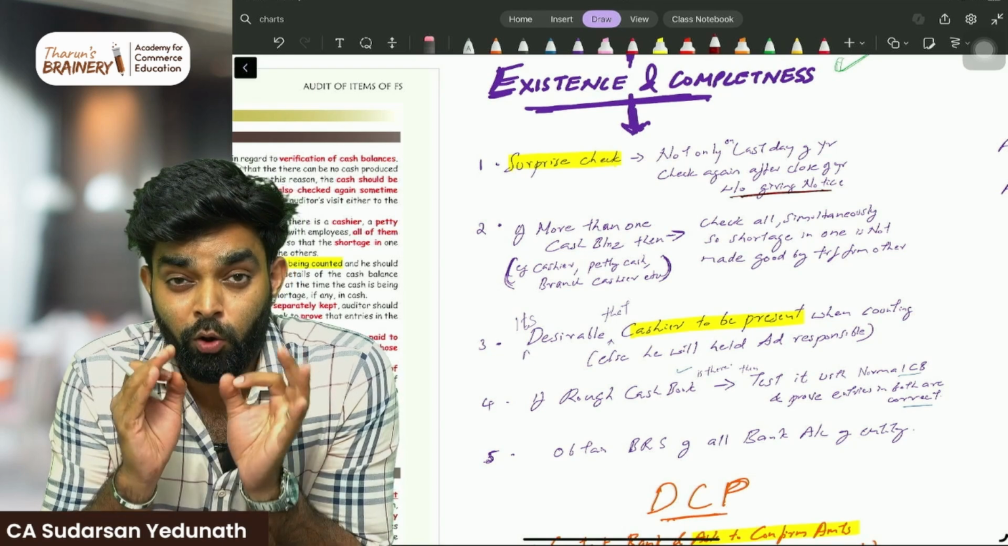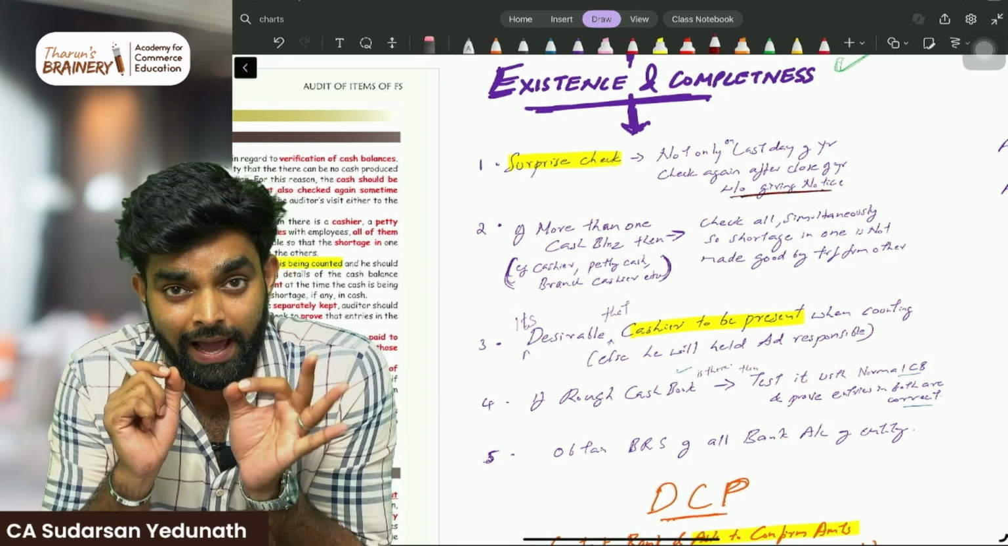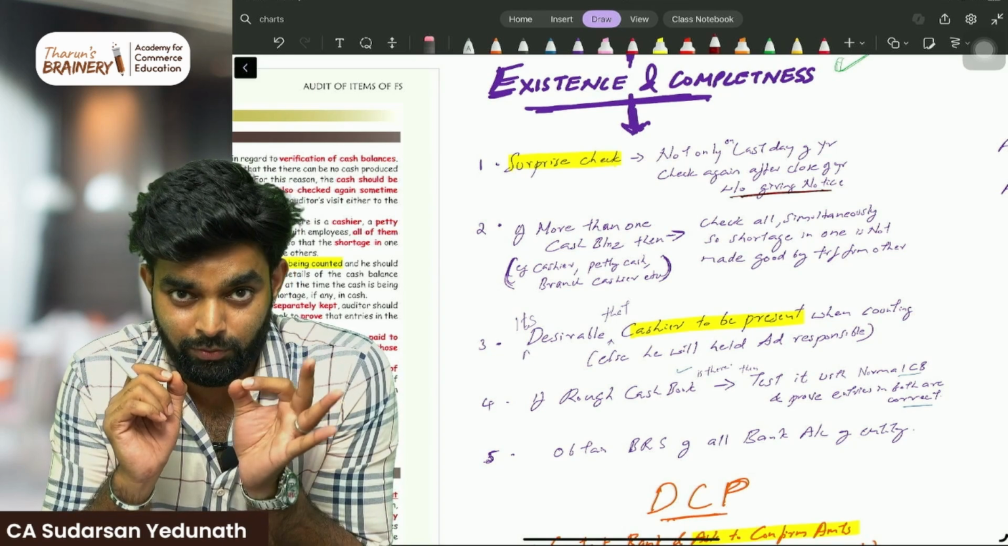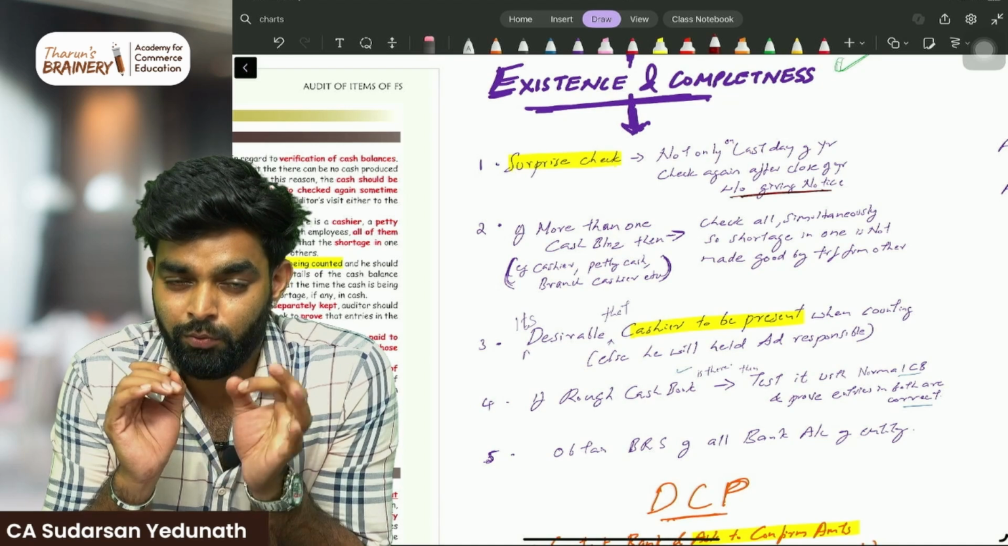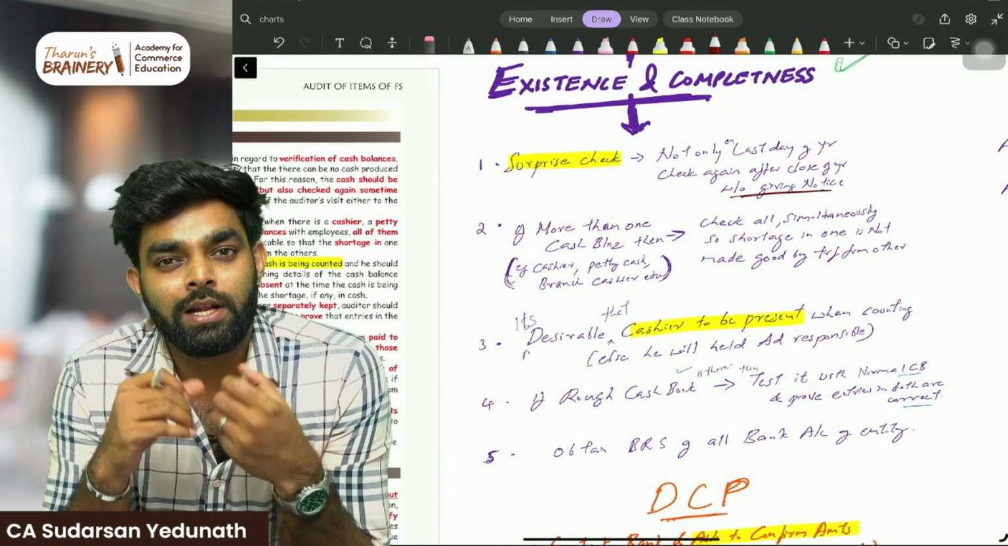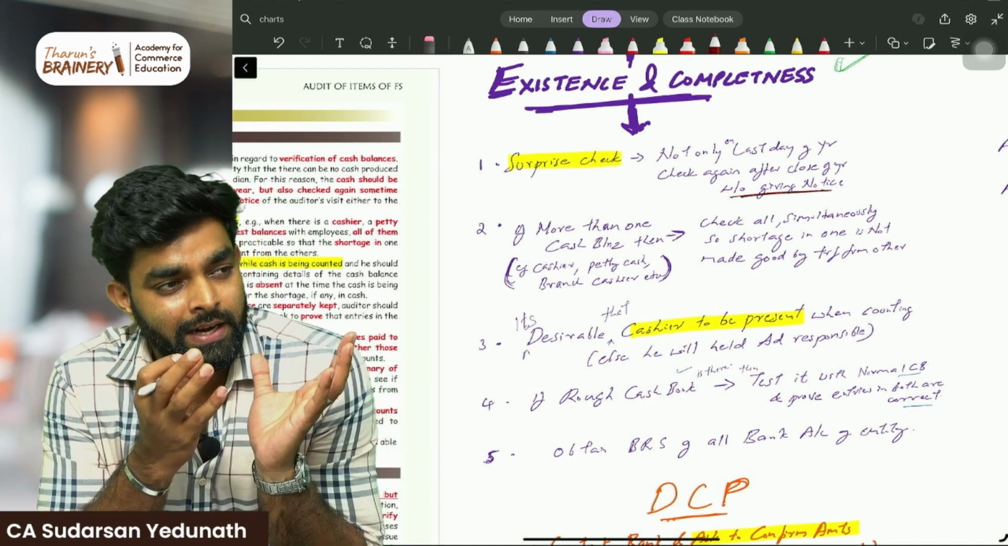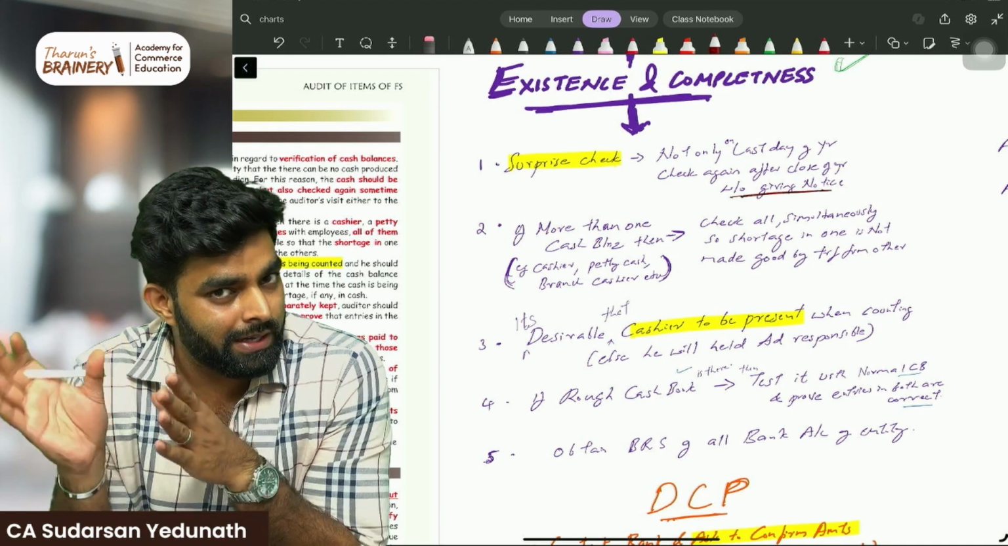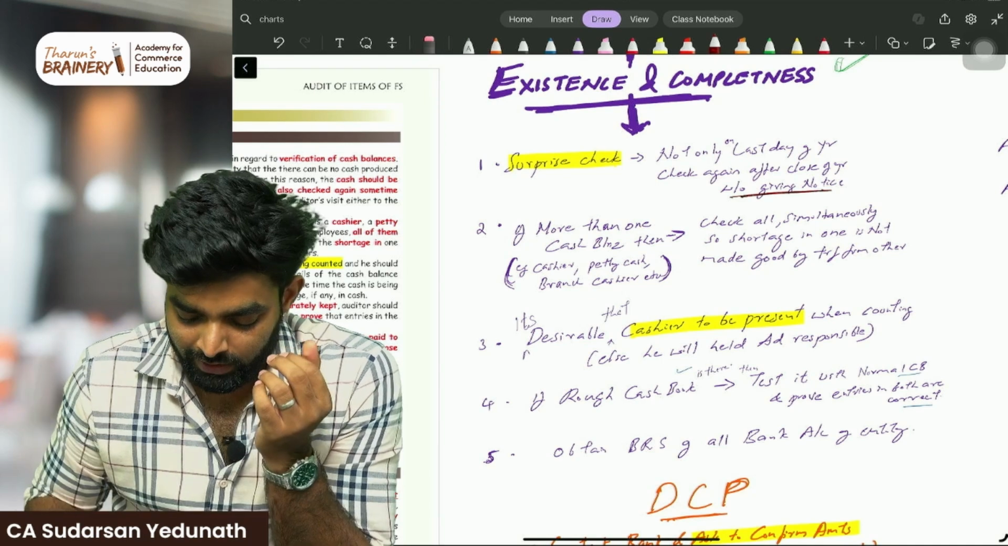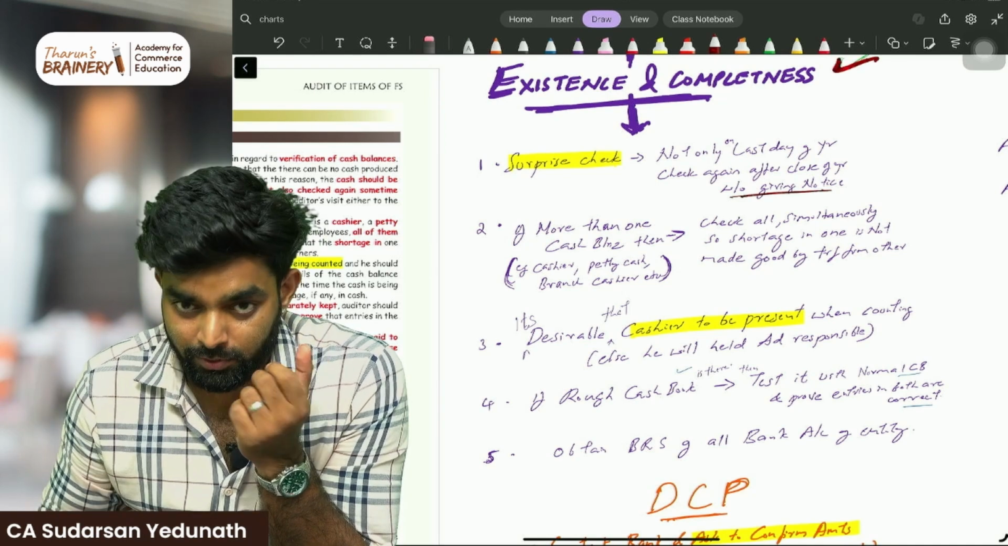So as an auditor, how will you make sure that the actual cash balance there is 10 lakh rupees? What is the existence of that cash balance? How will you audit that? And how will you audit the completeness of that cash balance? Is the entire cash we had accounted in that 10 lakh or not? So that is the existence and completeness procedure of auditing.